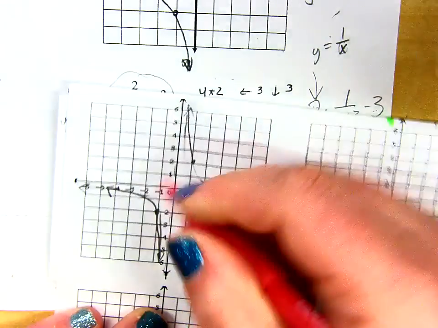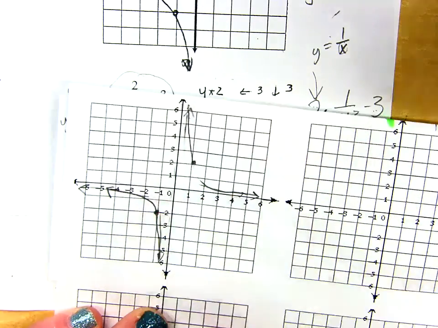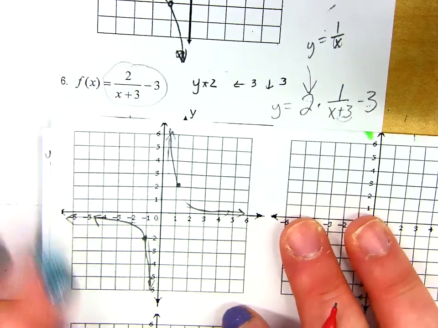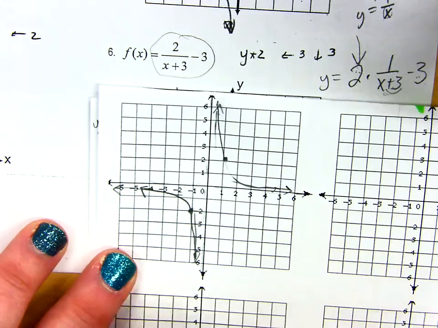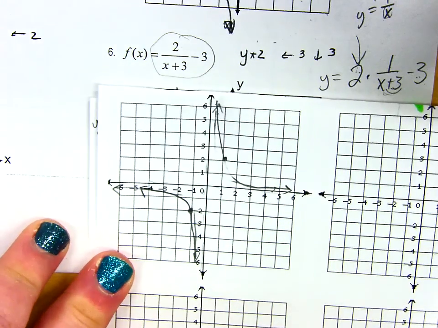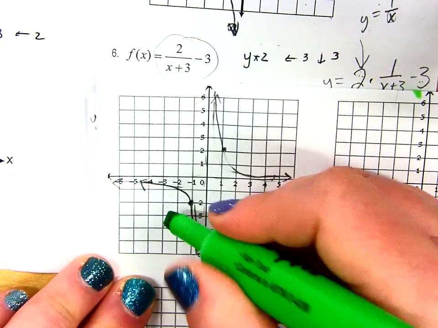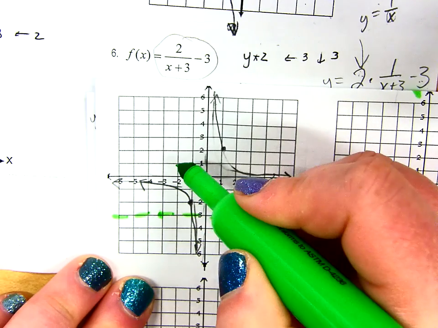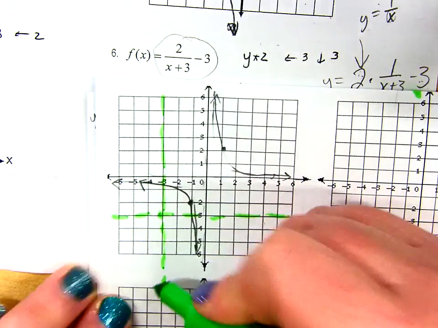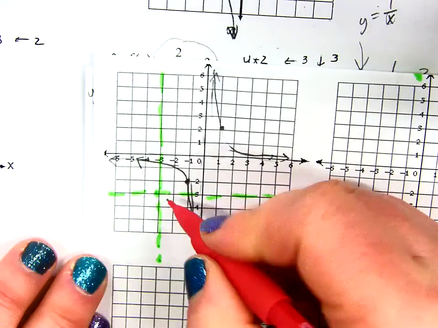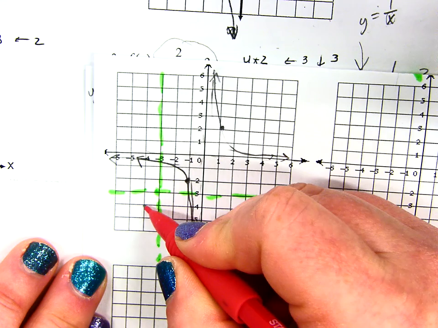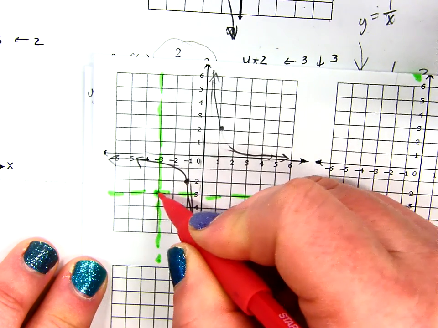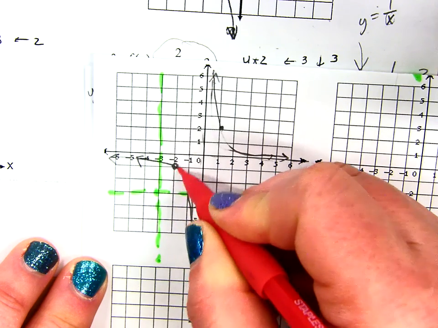Okay, so there's us multiplying by 2, and then all I have to do is go left 3, down 3. So I'll take those asymptotes and move them left 3, down 3. And now, instead of my dots being at 1, 1 and -1, -1, it's really at 1, 2. So if that's my new origin, 1, 2 is now here.